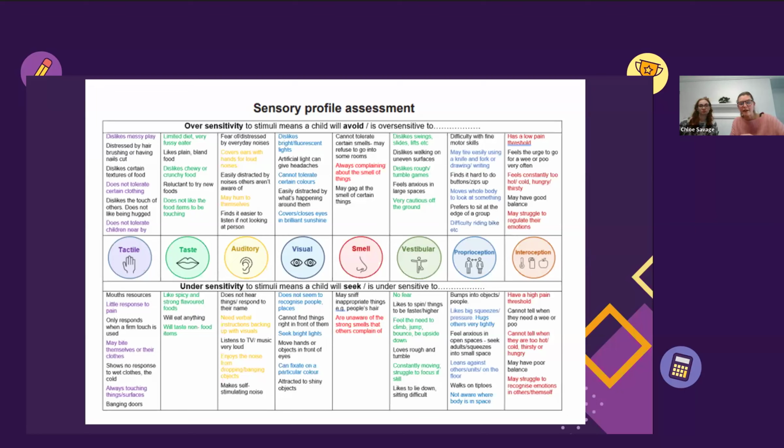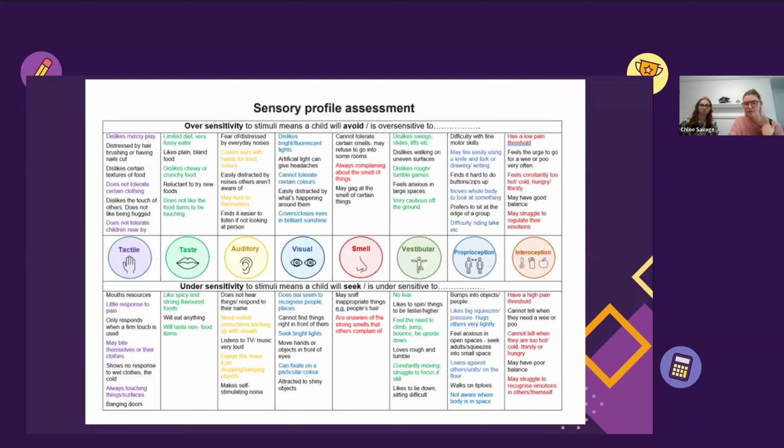So if we look at the auditory one again, we can say, for example, that they might not hear things or respond to their name. They might listen to loud TV or music. They might self-stimulate in terms of noise a lot, so make a lot of noises. So this profile here acts as a bit of a guide of signs to look out for, that a student might be oversensitive or undersensitive in different sensory areas.